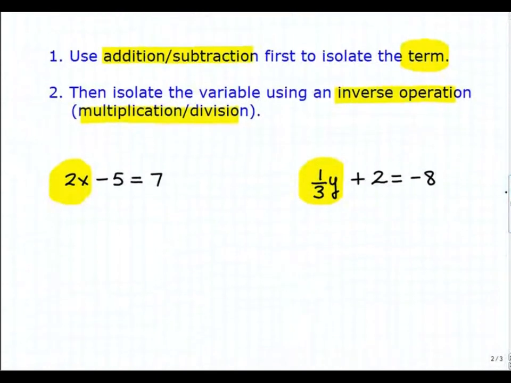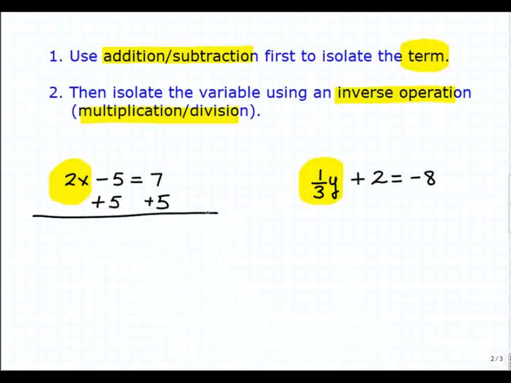Okay, so the first thing I'm going to do to solve these two-step equations, first step is I'm going to use addition or subtraction to isolate the term. So our first problem, 2x minus 5 equals 7, I already said 2x is a term. So to isolate it, to get 2x by itself, I'm going to add 5 to both sides of the equation. Okay, I'm using that inverse operation concept. Okay, so it's kind of like I'm solving for 2x.